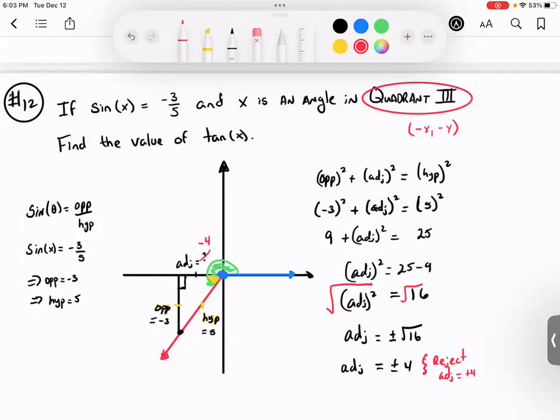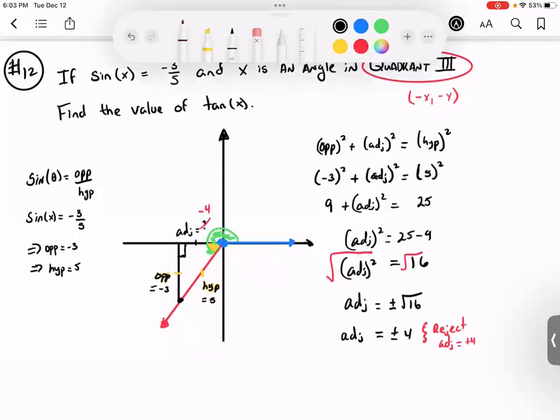Okay, so now since we have all three sides of our right triangle labeled on the Cartesian plane here, you can find tangent of x. So by the definition, tangent is always opposite over the adjacent. The opposite was -3, the adjacent was -4. You can simplify this by getting rid of the negatives, and you get 3 over 4 as the solution. Okay, so that's how you would solve problem number 12 on your final exam.